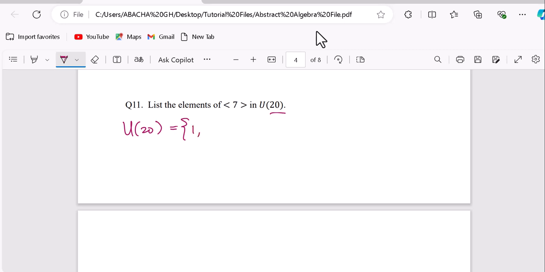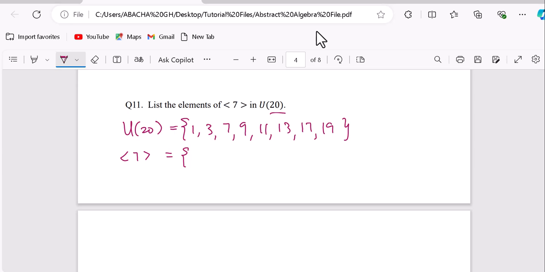So 1 is part, 2 is not part, 3 is part, 4 is not part, 5 is not part, 6 is not part, 7 is part, 8 is not part, 9 is part, 10 is not part, 11 is part, 12 is not part, 13 is part, 14 is not part, 15 is not part, 16 is not part, 17 is part, 18 is not part, 19 is part. And so that is all the elements of U20. Now we want to find the elements of 7. How do we do that?